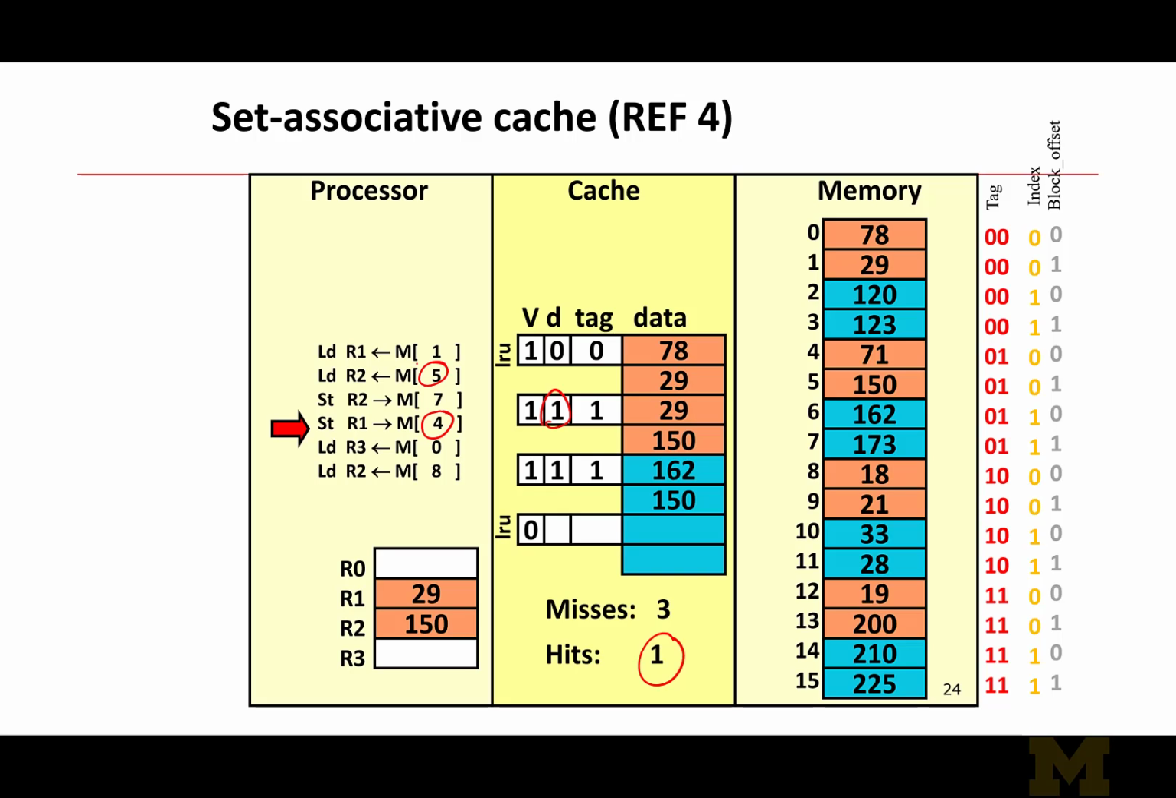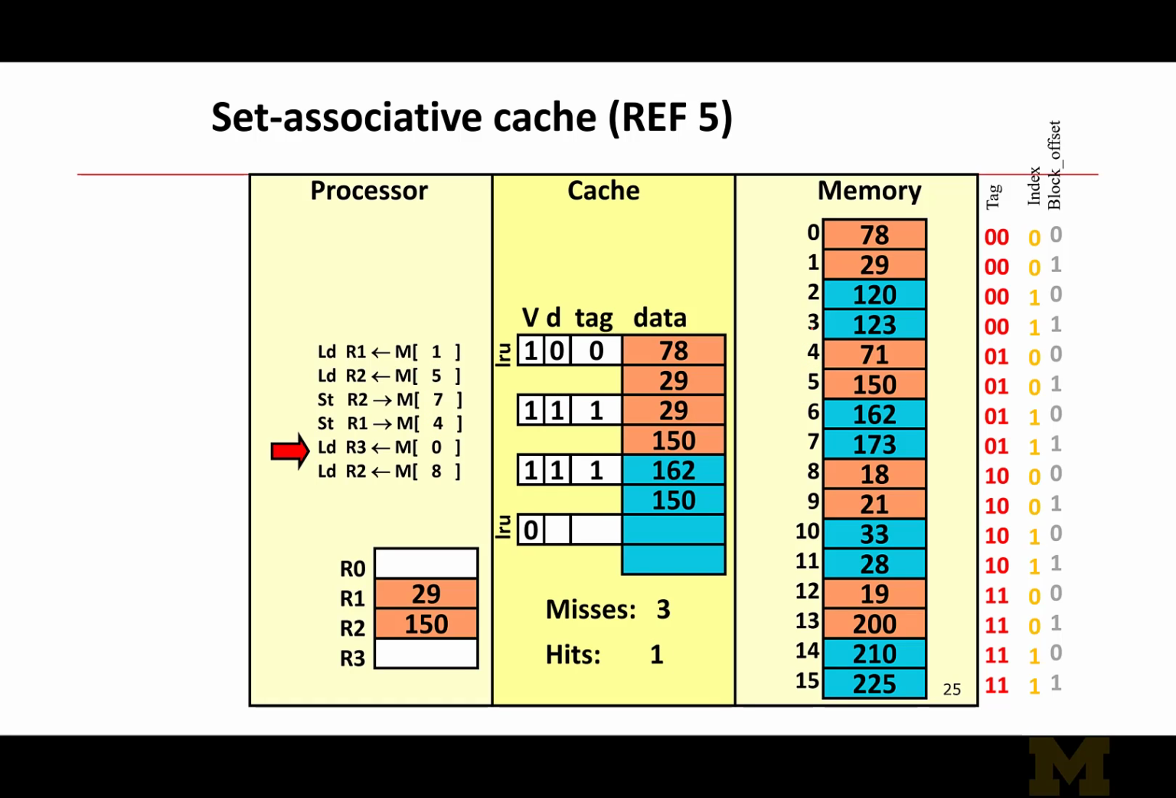is that 4 and 5 are part of the same cache block. So when we accessed 5, we brought in the address 4 as well, and this is where larger cache blocks help exploit spatial locality.